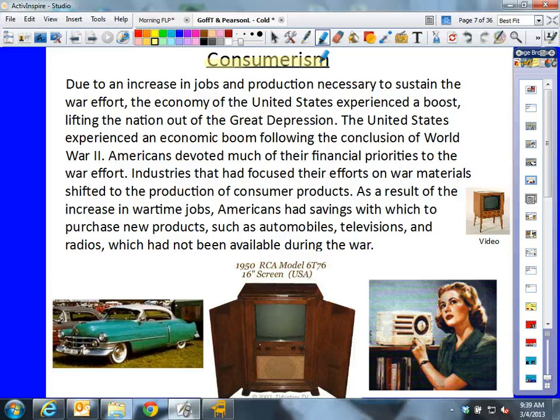As a result of an increase in wartime jobs, Americans had savings with which to purchase new products such as automobiles, televisions, and radios, which had not been available during the war. Remember, during wartime production, all of these things were not in production. So people, even though they were making money working factory jobs, didn't necessarily have the means to buy them because they weren't out there. So the United States boom during this time period is what really changes things in America.